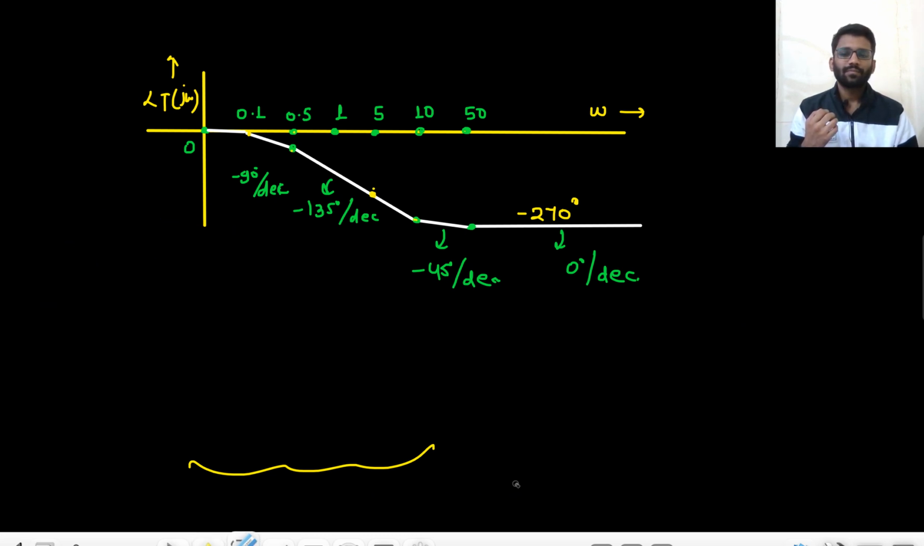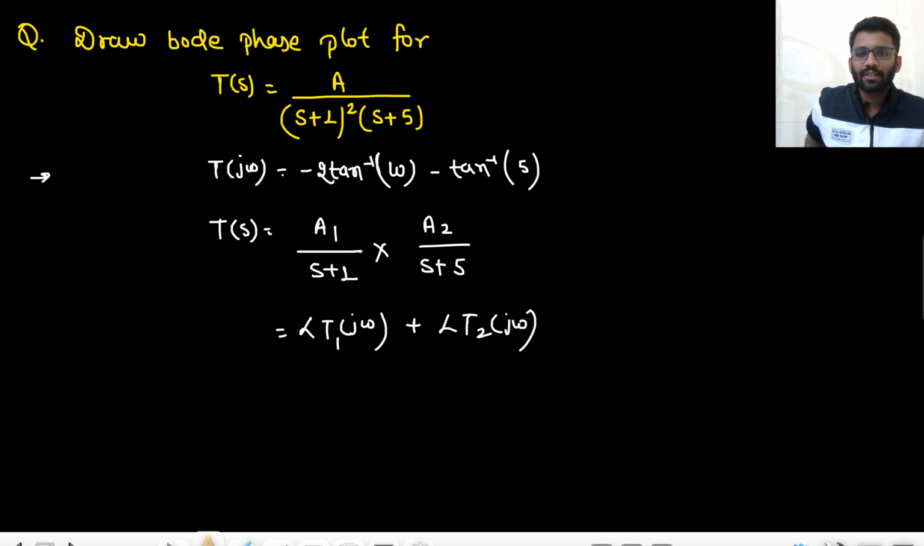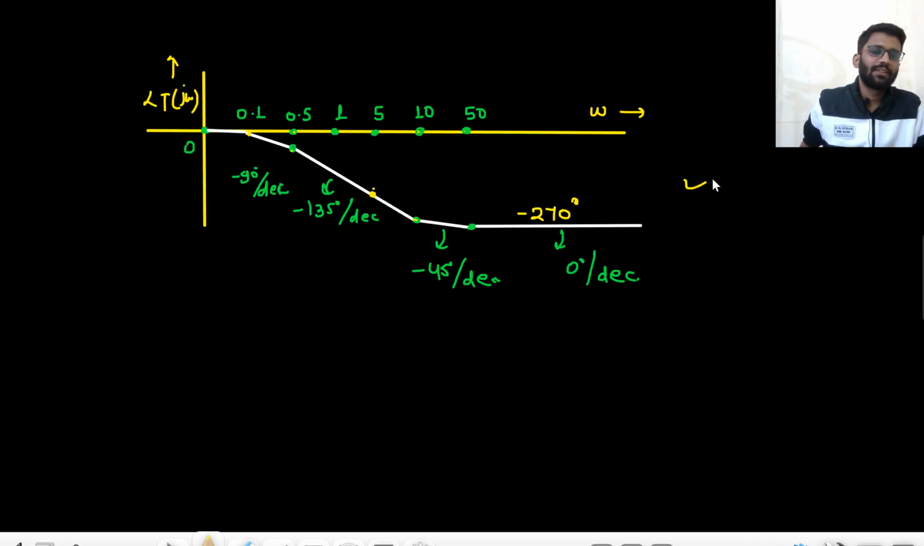Okay. So at omega goes to infinity, nearly your angle will be 270 degree. And if you put in this expression at omega goes to infinity, this will give you minus 180 and this will give you minus 90. Okay, so minus 180 minus 90, that means minus 270 only. So this graph is correct. So this is how you draw the phase plot. I hope you have understood the concept.